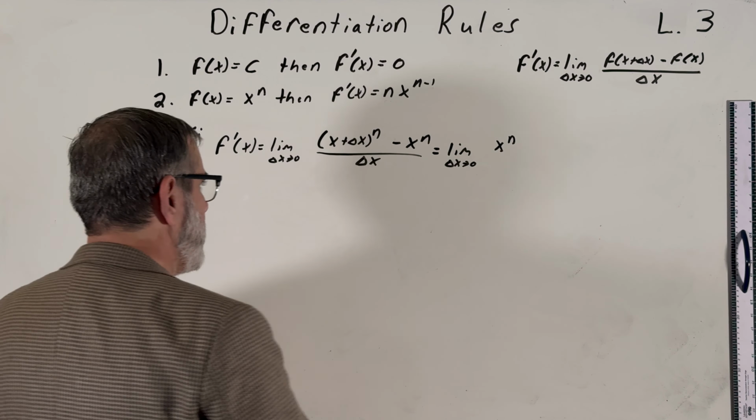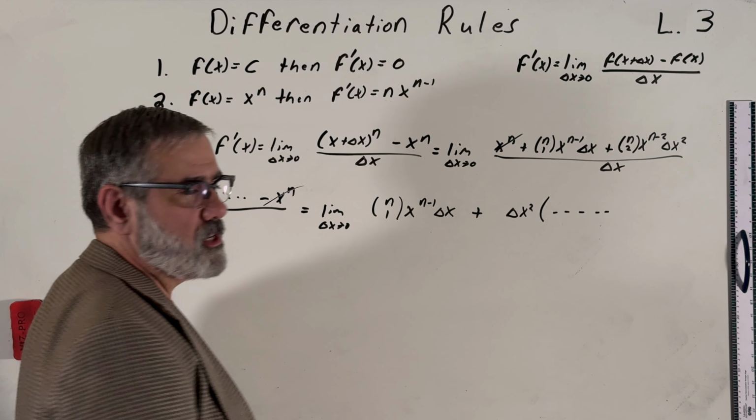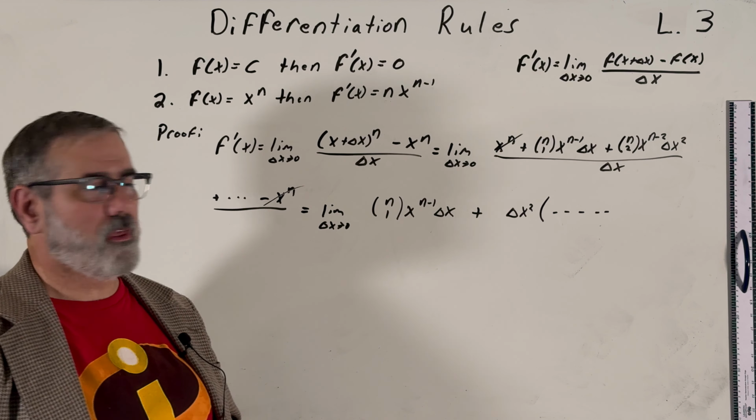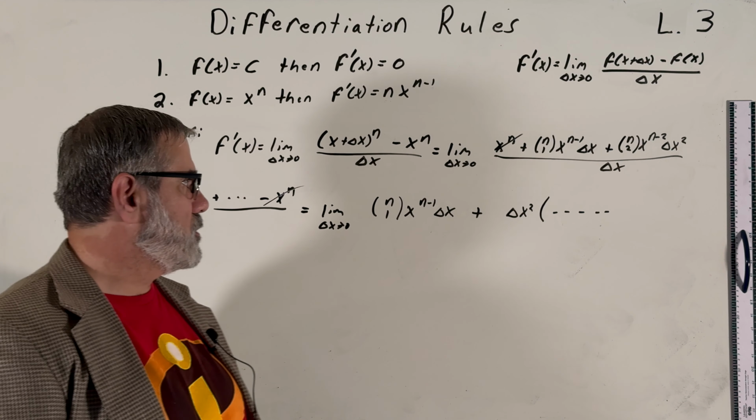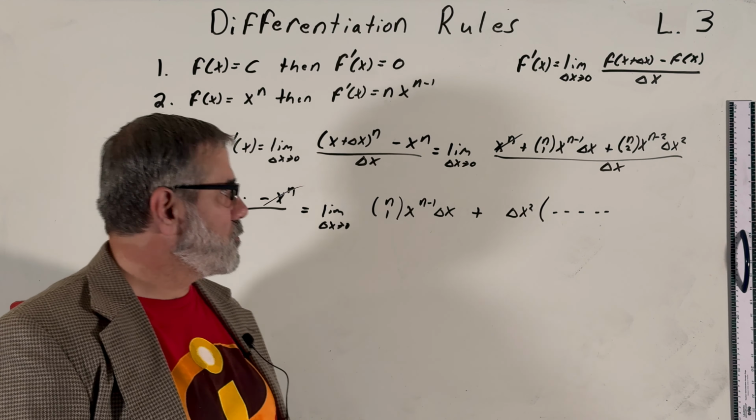So we'll be left with the limit as delta x approaches 0 of n choose 1 x to the n minus 1 delta x plus, I'm going to just write delta x squared times a bunch of stuff. It's all these extra expansion terms: n choose 2 x to the n minus 2 times delta x squared plus n choose 3 x to the n minus 3 times delta x cubed, all the way to infinity, right, and beyond. So lots of terms in there, and of course all of this is divided by delta x.